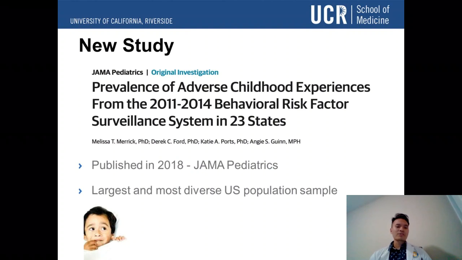And so finally we've gotten to the new study. So this looked at the prevalence of adverse childhood experiences from the 2011 to 2014 Behavioral Risk Factor Surveillance System in 23 states. This was published in 2018 in JAMA Pediatrics and was the largest and most diverse U.S. population sample of the studies.